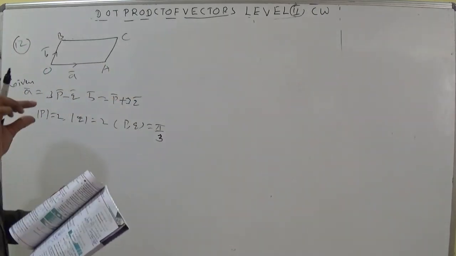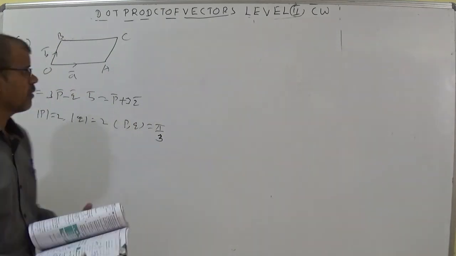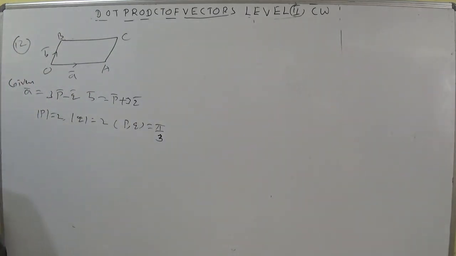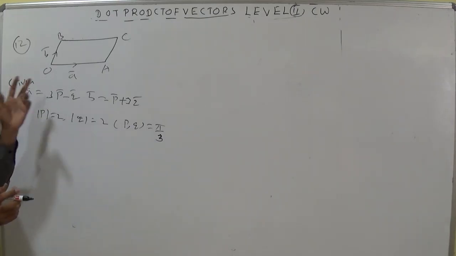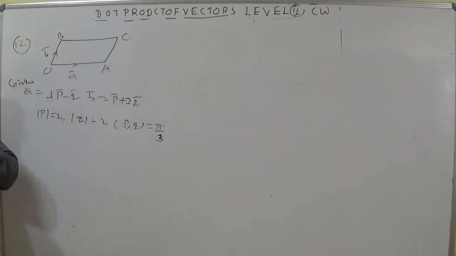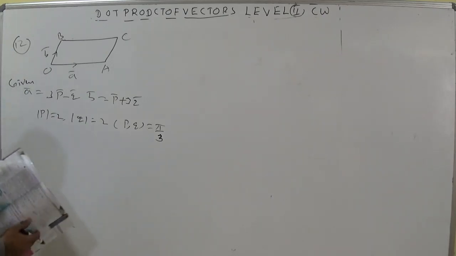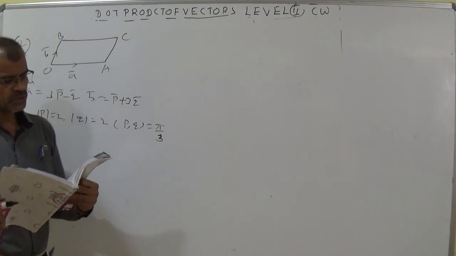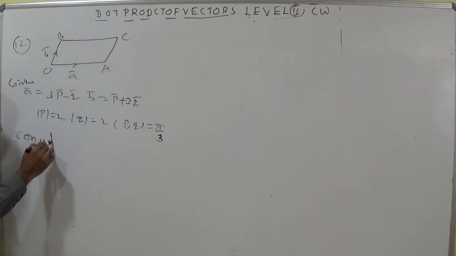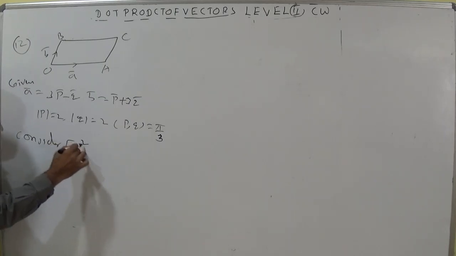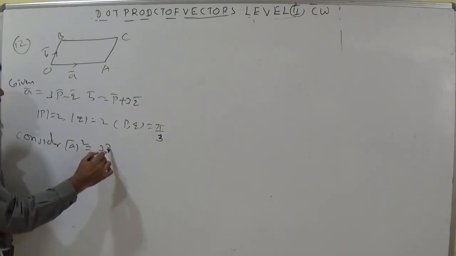Then ratio of lengths of sides. In a parallelogram we know that two sides are opposite and equal. Now we should calculate about OA and OB, two sides, then the ratio of lengths you should calculate. So to calculate the ratio, directly A is equal to 3P minus Q, you should not write. Now you should write as consider A bar square.